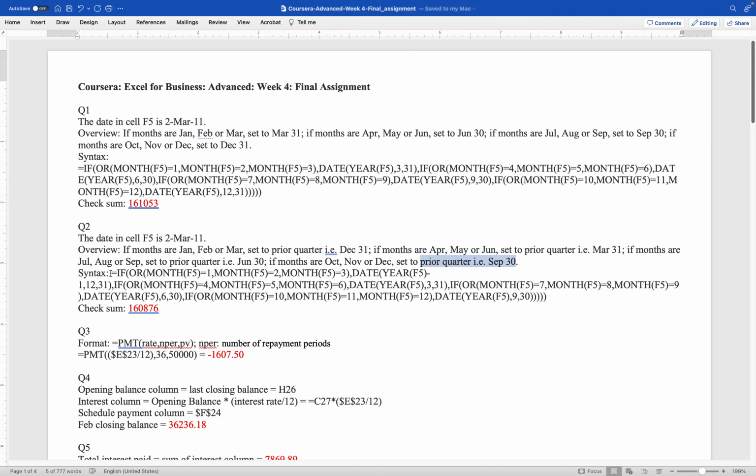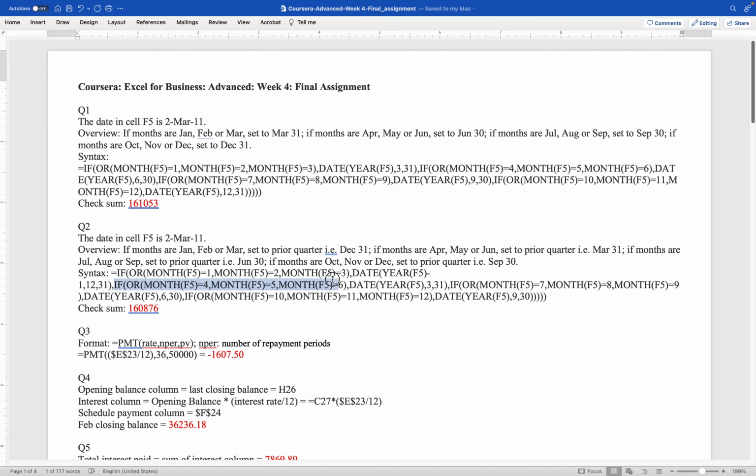So we'll also use an IFS statement. For months being 1, 2, or 3, January, February, or March, we'll set the date to the year in the cell, and then -1. The first quarter is the only quarter where we have to go back a year. So we're going to go back to December 31st, and then we'll continue on.